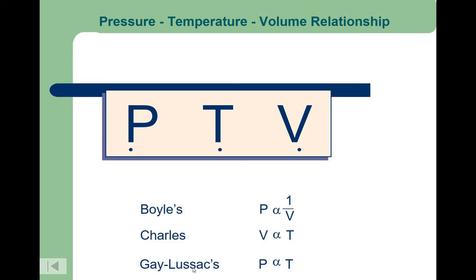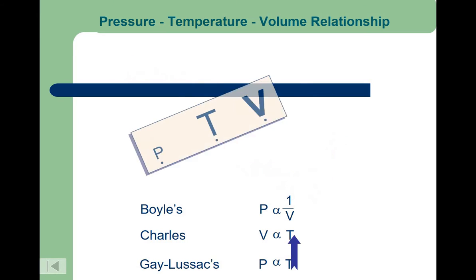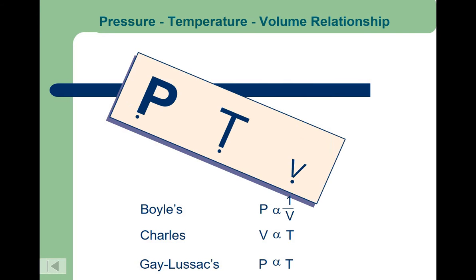So let's see what happens here. If we imagine holding temperature constant and raise pressure up, we would notice that volume would decrease. This is the relationship Boyle came up with. Pressure is related to 1 over volume. If we hold volume constant and increase the temperature, we notice the pressure will go up. If we hold pressure constant and raise up volume, temperature goes up. See how these all work?